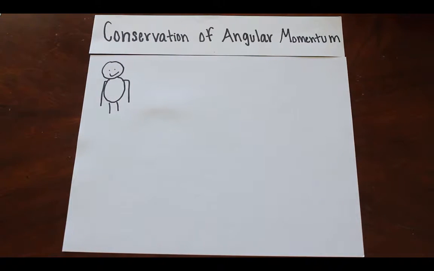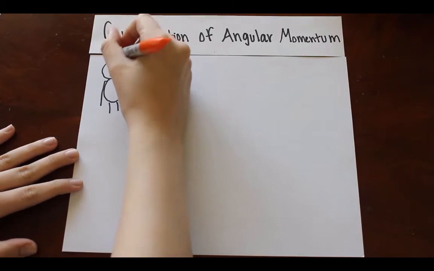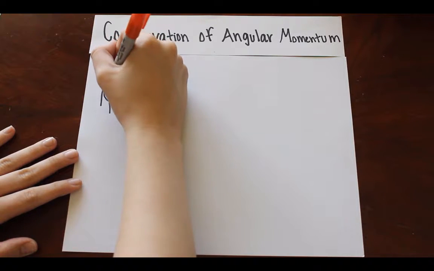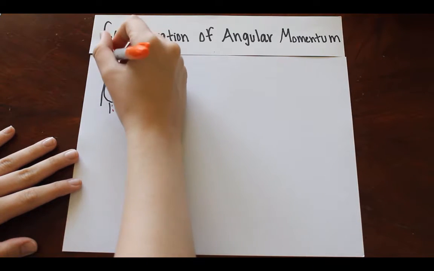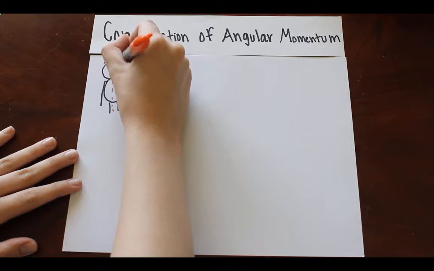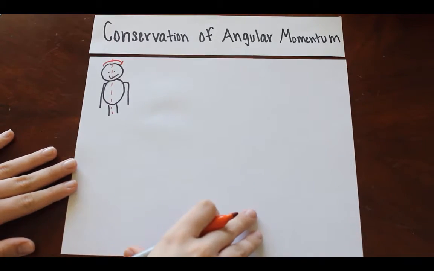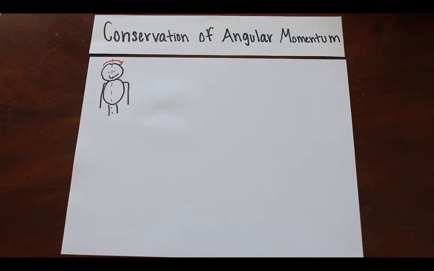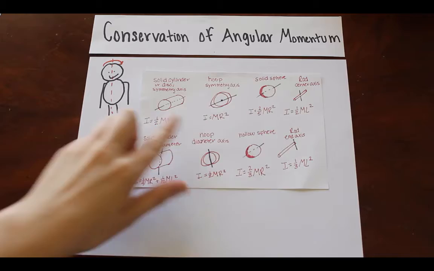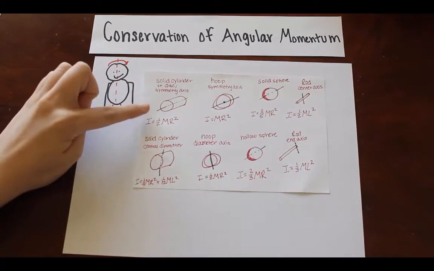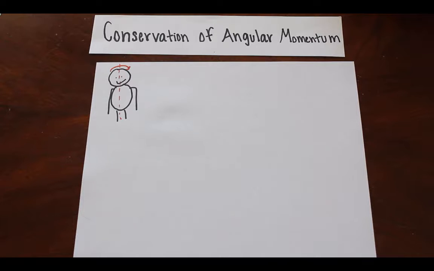This person is also going to be spinning about the center of mass, which I'm going to mark with an orange marker. He's going to be rotating clockwise. Now we need to decide what shape this person looks most like, so we can have our inertia equation. We're going to go with the solid cylinder. So we're going to draw that out, and then we can do our equations.